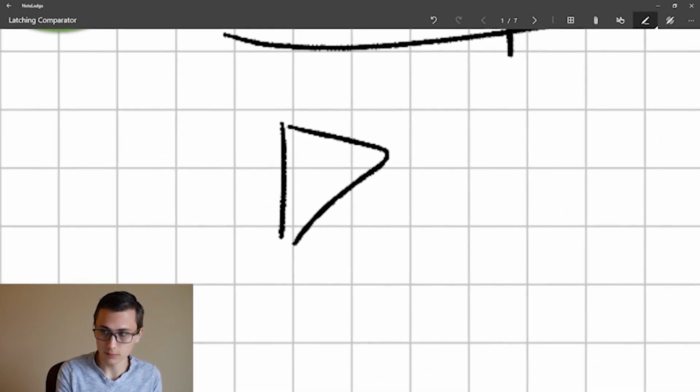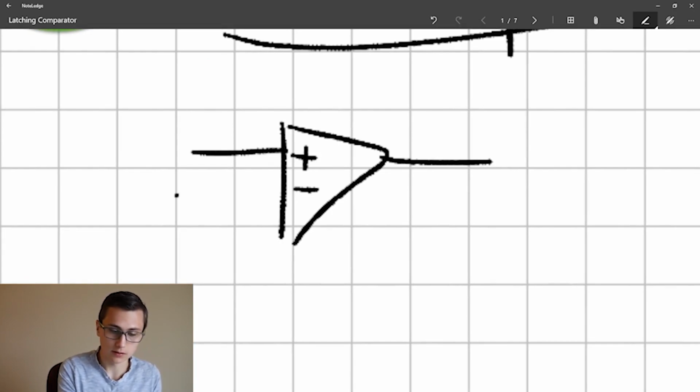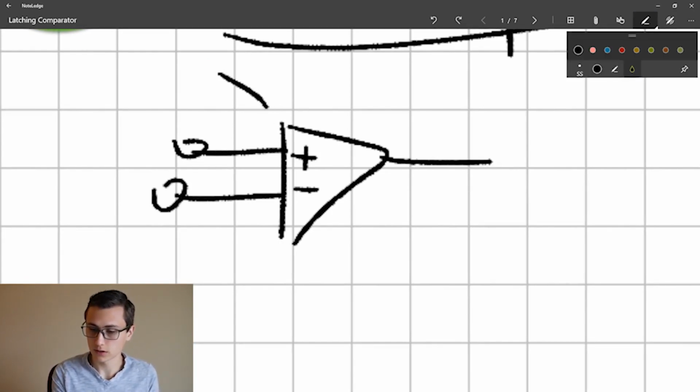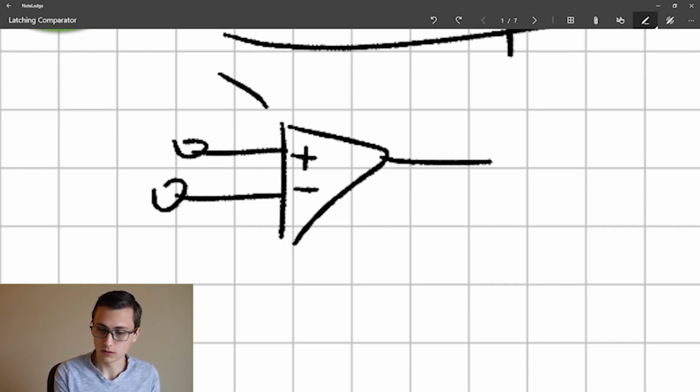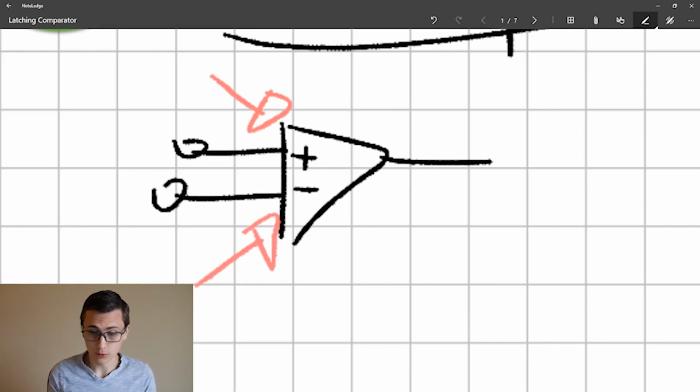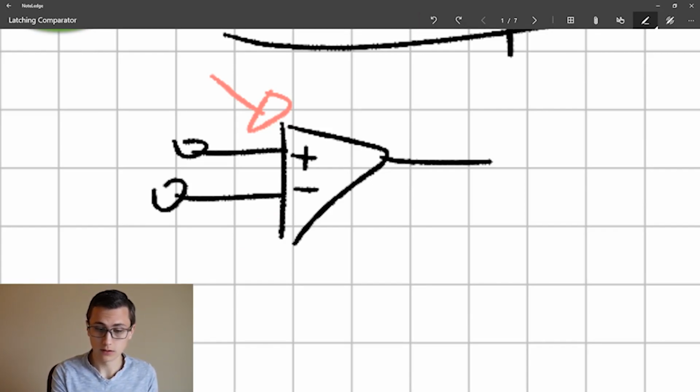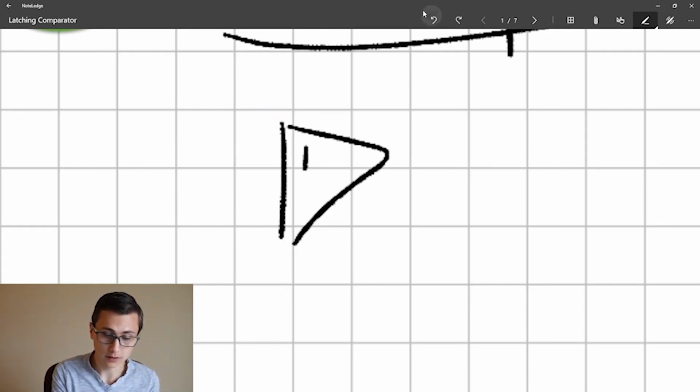Just to get you caught up if you haven't been with us a while, there's a positive and a negative, and you get your two inputs. When this input is more positive than this input, the output is high. When the other is true, the output is low. So, excellent. That is the basic operating principle of a comparator.